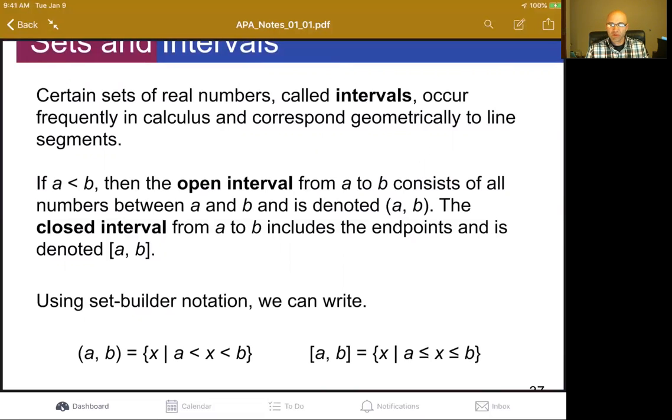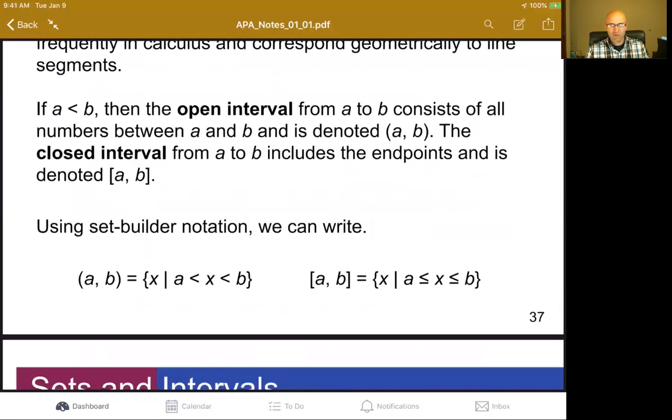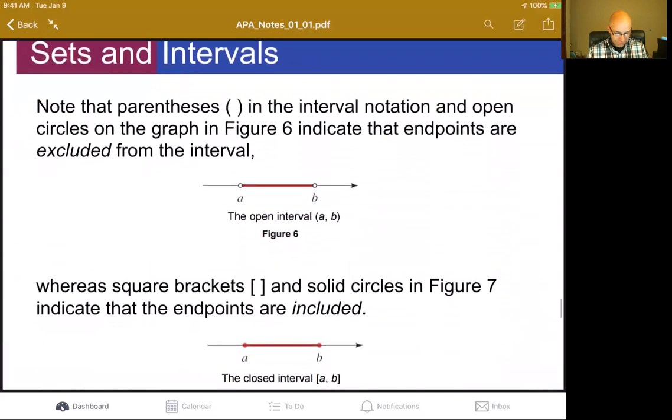So using set builder notation, you can see that if we're talking about the interval from A to B non-inclusive, we'd say that's equal to a set of numbers X such that A is less than X is less than B, non-inclusive of A and B. Now if we use the closed interval, which is the square brackets, then it's equal to X such that A is less than or equal to X and less than or equal to B. You include the endpoints. Okay.